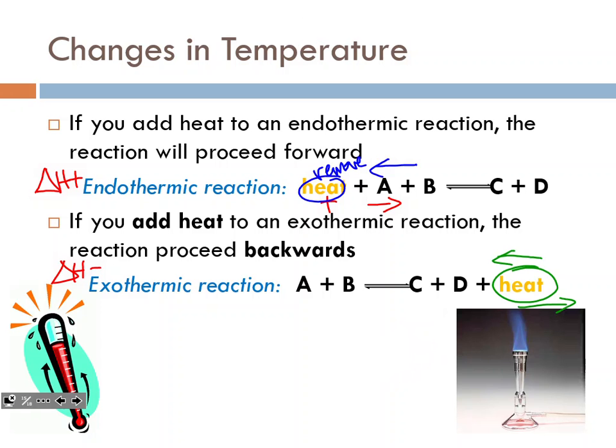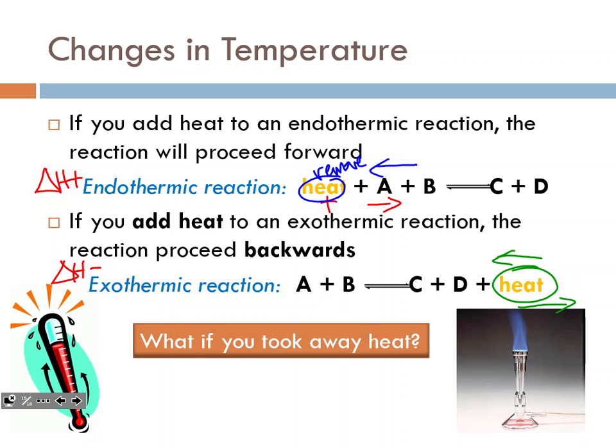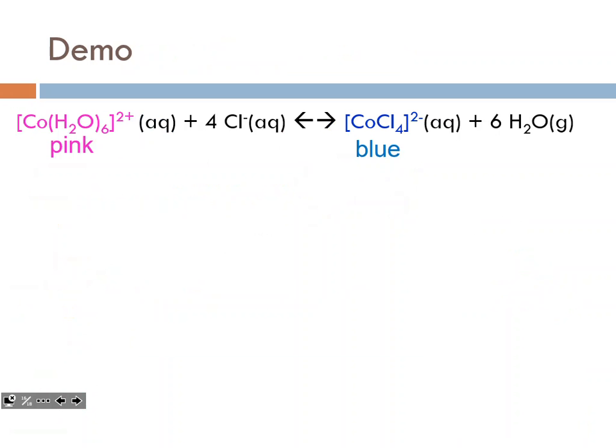So the first thing, with the heat and temperature ones, is to figure out where the heat is in the reaction, whether it's endothermic or exothermic. If we took it away, it's just going to go to the side from which you took it away. But you have to know, is it exo or endo?